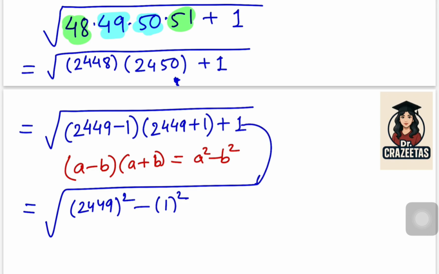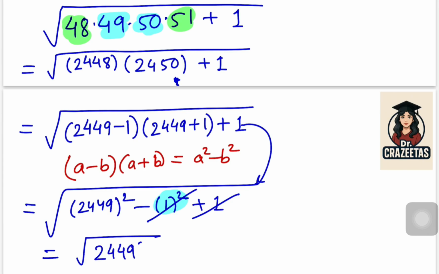Now minus 1 square is 1 only, and 1, and here is a negative sign and this is a positive sign, so they are going to cancel out. Now what is left? It is square root of 2449 square. Again we know that square and square root cancel out each other. So what value did we obtain by the direct method? This is 2449.